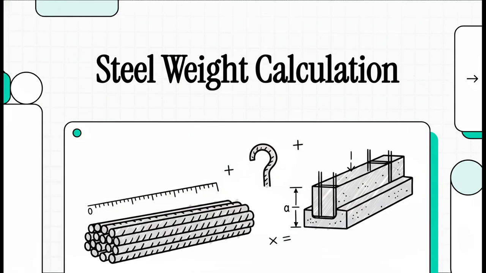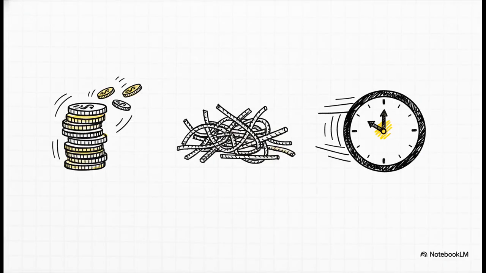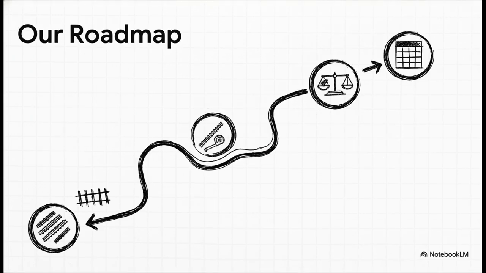Okay, let's dive into a key skill for any construction project, calculating reinforcement steel weight. Getting this number wrong can really cost you. It leads to budget blowouts and major delays. So here's our game plan. We'll count bars, get the cutting length, find the weight, and automate it.